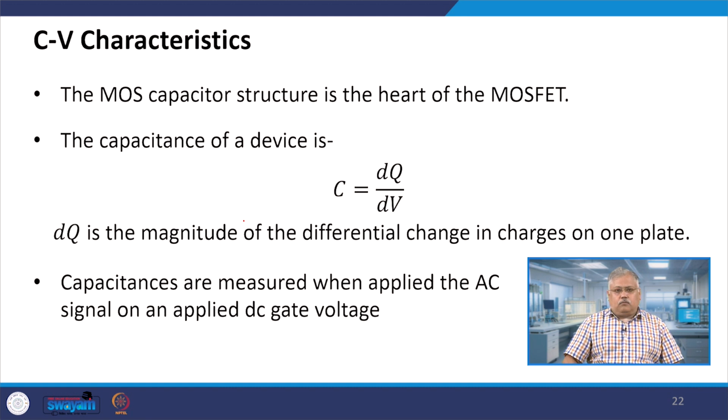Now, as I discussed with you earlier, the capacitance is given by dQ/dV, where dQ is the magnitude of the differential change in the charge carriers on one plate with application of a voltage onto the gate side. You are basically measuring the capacitance when you have an AC signal being applied onto the gate side and you have a DC gate voltage being given. So, there is a DC bias over which the AC signal is superimposed, right.